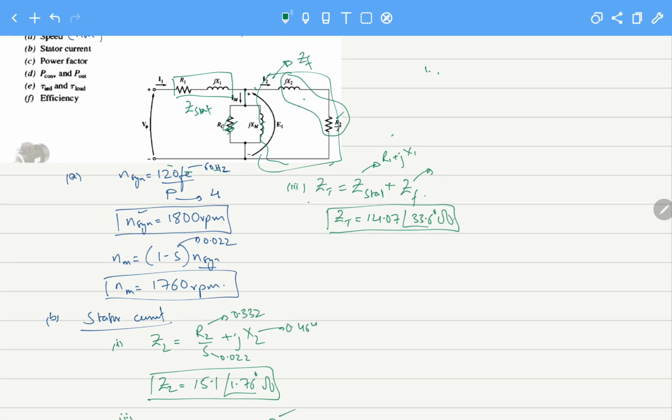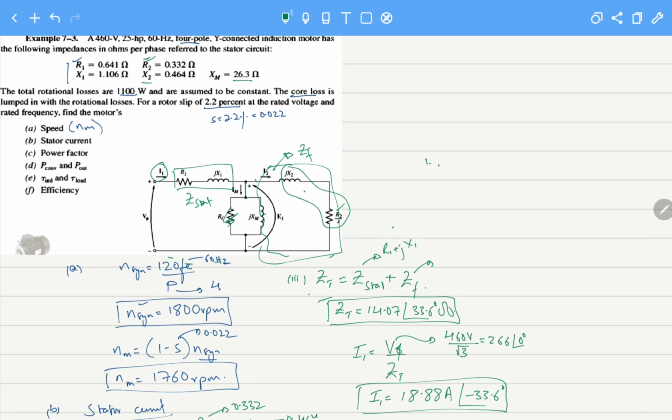The question that we are trying to solve is to calculate I1. So what is I1? I1 is V phase over Zt. What is V phase? It is a Y connected motor, so the voltage they have given, I divide by root 3, and I get V phase, which is 266 with angle 0, and Zt I have already calculated. So I1 equals, after solving, 18.88 amperes at minus 33.6 degrees.